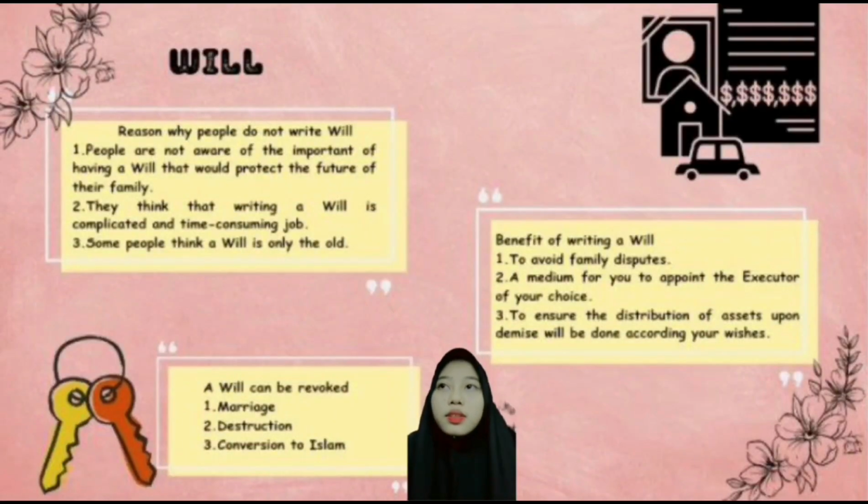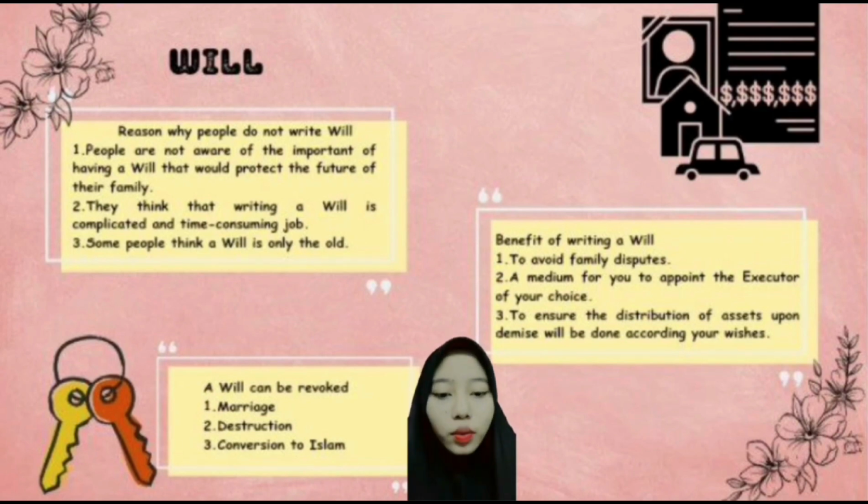Next, why people do not write a will. The first one is people are not aware of the importance of having a will that would protect the future of their family. Next, they think that writing a will is a complicated and time-consuming job. The last one is some people think a will is only for old people. In fact, a will has nothing to do with age. Every individual over the age of 18 years should have a will, whether they are rich or poor, single or married.